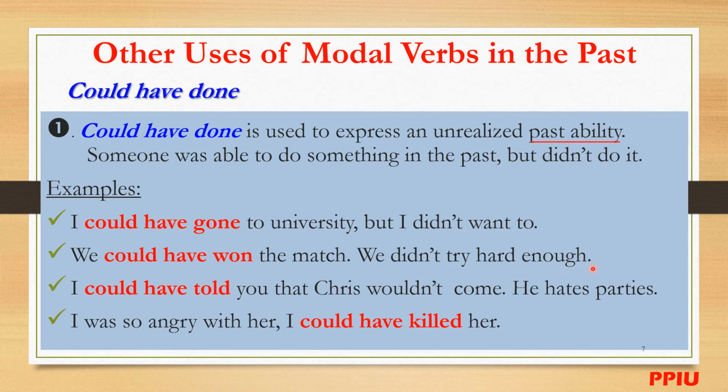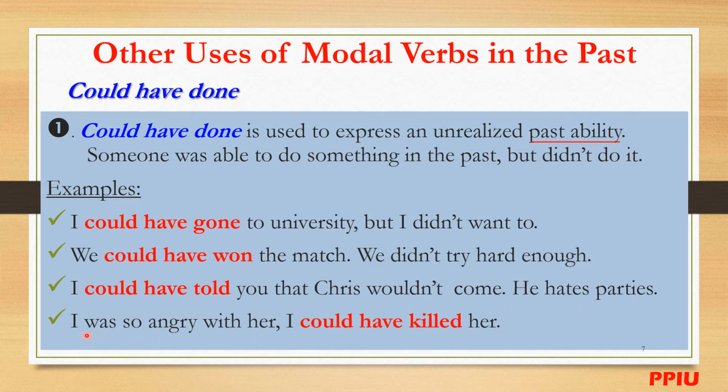"I could have told you that Krish wouldn't come. He hates parties." The possibility, we can say what? I could tell you, but I did not tell you that Krish may not or would not come, since I knew that he hates parties, but I did not tell you in here. All right? Something failed.